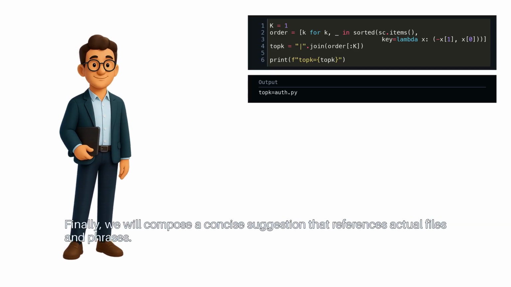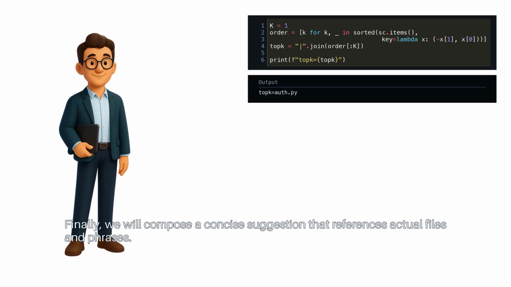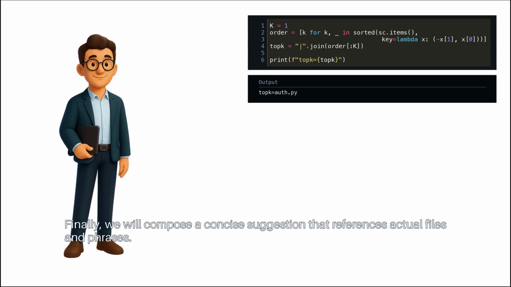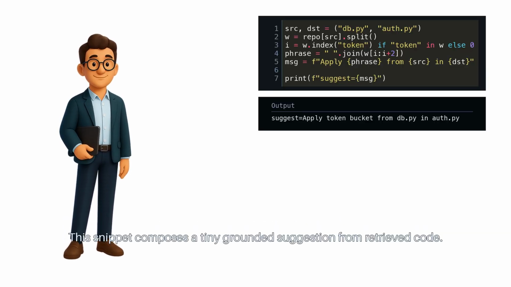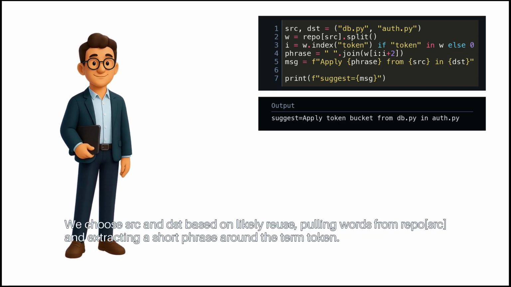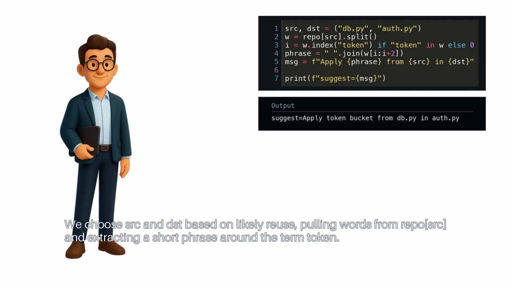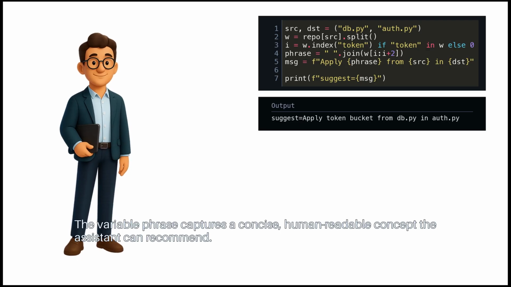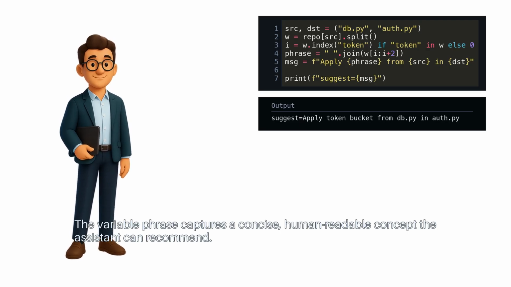Finally, we will compose a concise suggestion that references actual files and phrases. This snippet composes a tiny grounded suggestion from retrieved code. We choose SRC and DST based on likely reuse, pulling words from repo SRC and extracting a short phrase around the term token. The variable phrase captures a concise, human-readable concept the assistant can recommend.